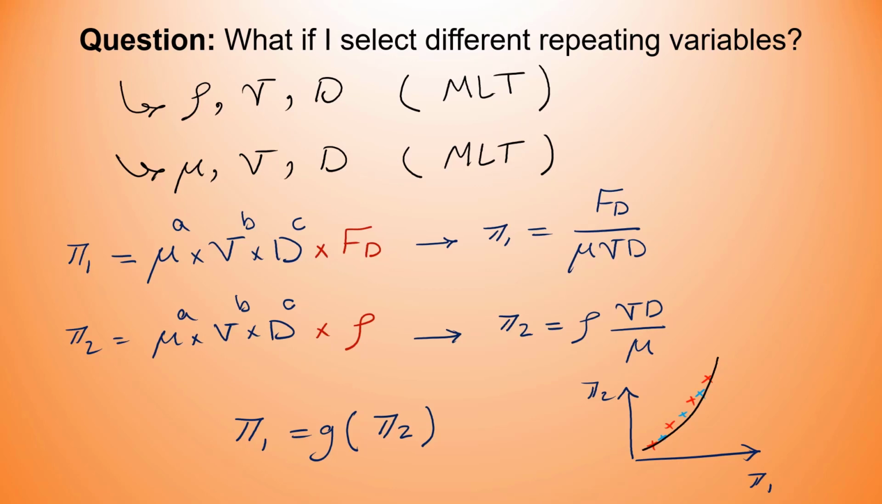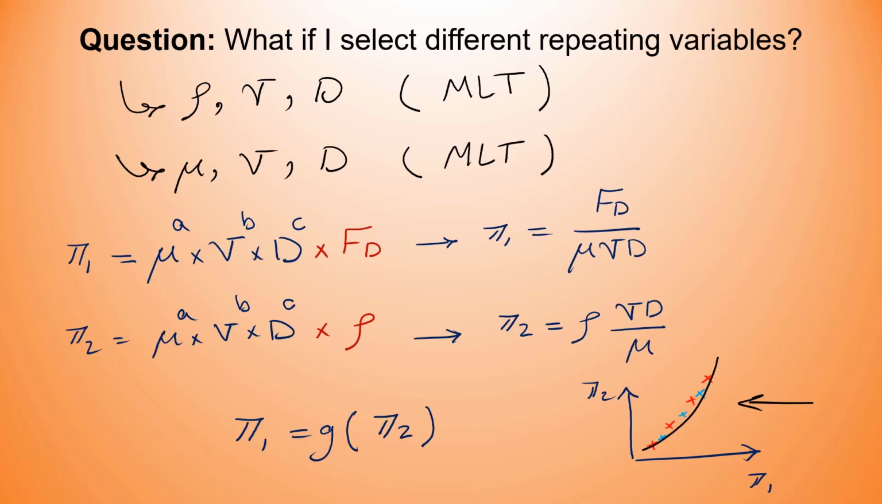So it doesn't matter which variables you select as your repeating variables, as long as they satisfy the criteria of having M, L, and T collectively. The equation of the line in this graph is different from the equation of the line that you got in the previous slide. But your procedure is correct, and you can use either of them in the lab to generate this line. But you might ask, which one do you prefer?